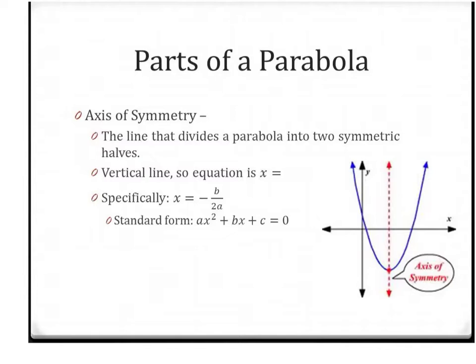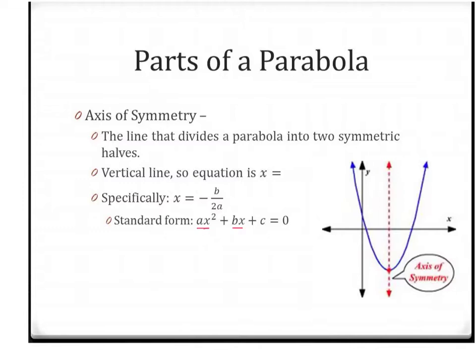So how do I find the vertex? To do that, we're going to use what's called the axis of symmetry. The axis of symmetry is a line that divides the parabola into 2. If you actually took your parabola and folded it along that line, it would line up. Because it's a vertical line, it has an equation that is x equals, and specifically, it is x equals negative b over 2a, remembering that we get a and b from our standard form of ax squared plus bx plus c.